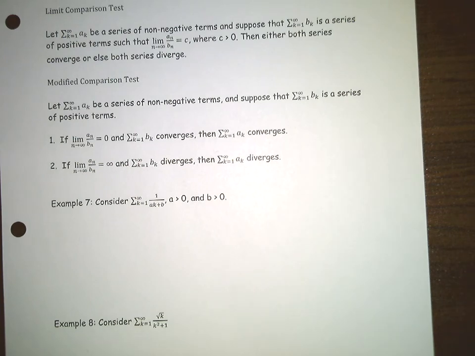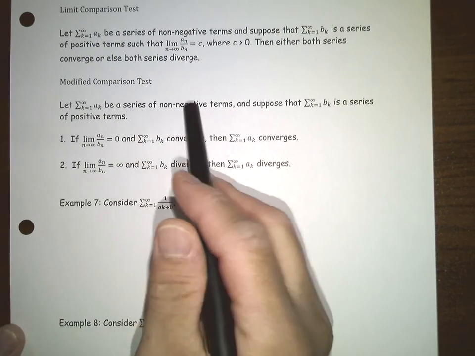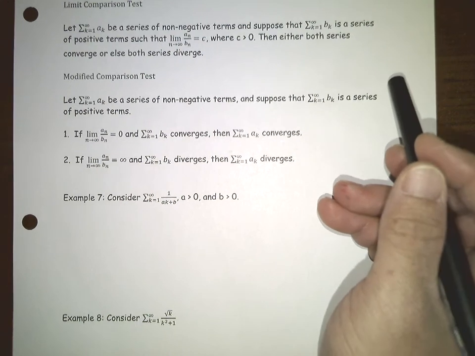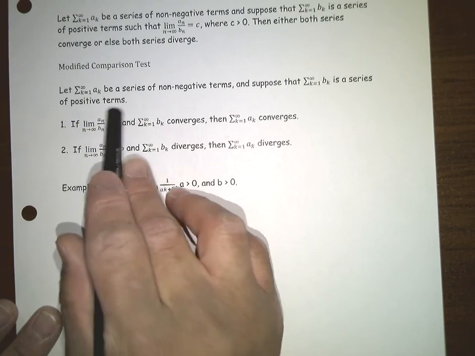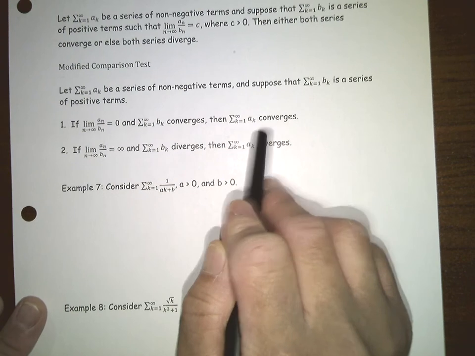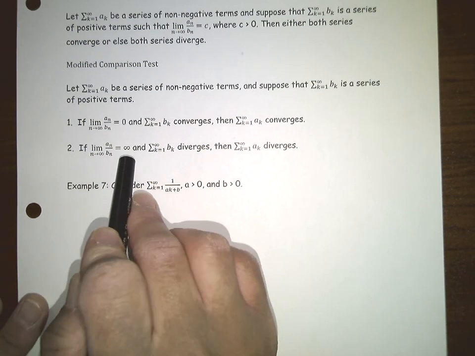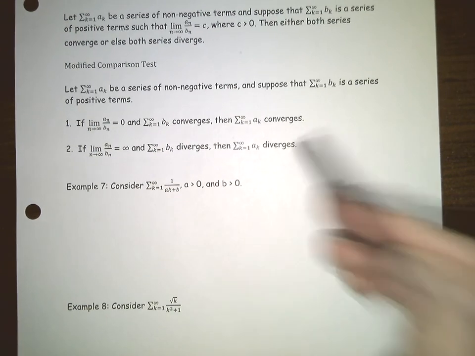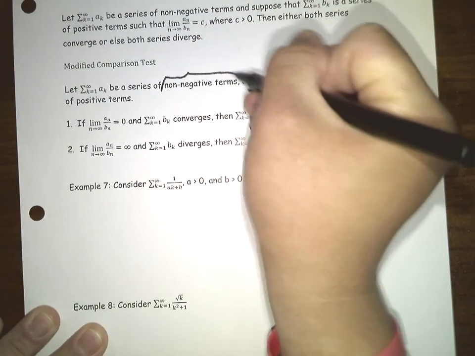So let the sum as k equals 1 to infinity of a_k be a series of non-negative terms, and suppose that the sum k equals 1 to infinity of b_k is a series of positive terms. Then if the limit as n goes to infinity of the ratio a_n over b_n is equal to 0, and the series b_k converges, then the series a_k converges. And if the limit as n goes to infinity of that ratio is infinity, and the series b_k diverges, then a_k diverges.